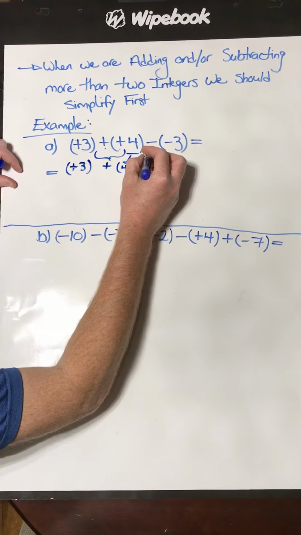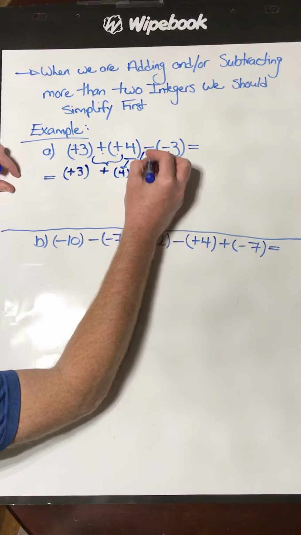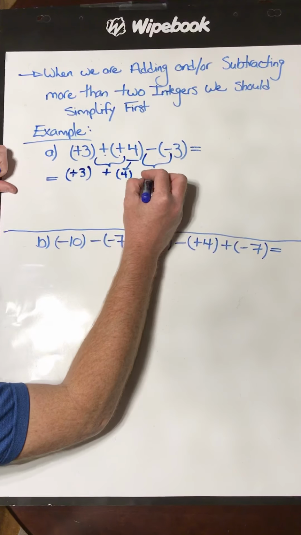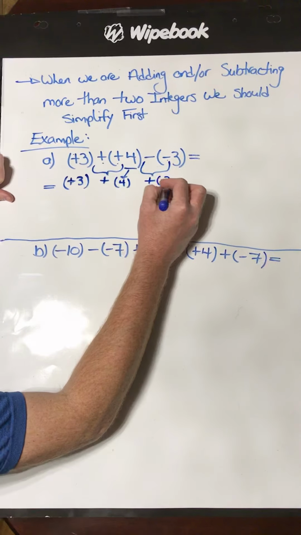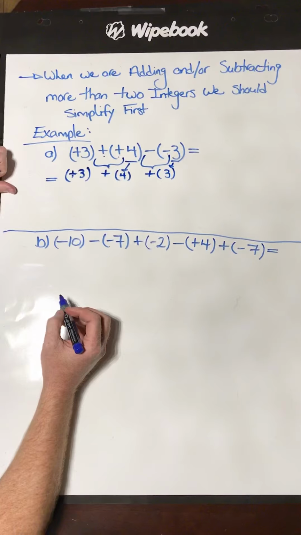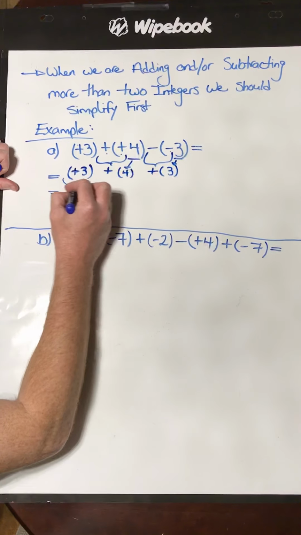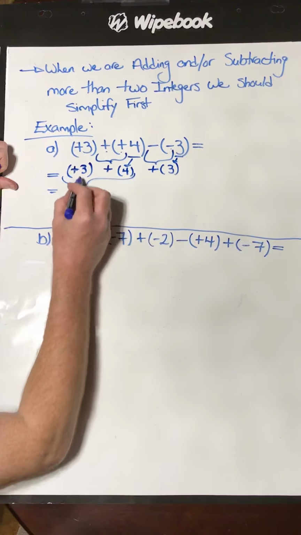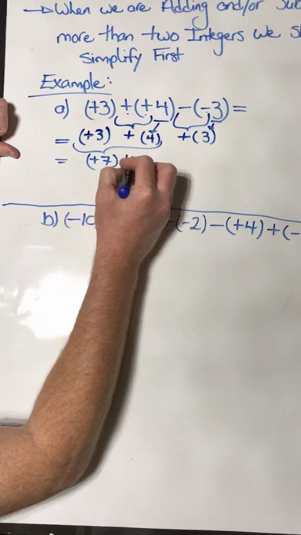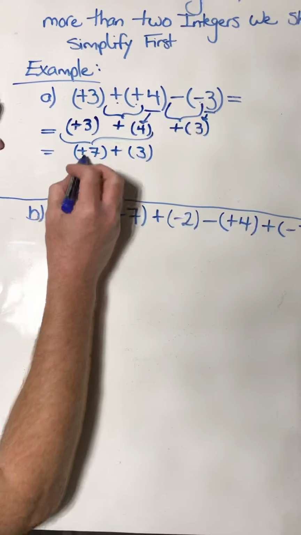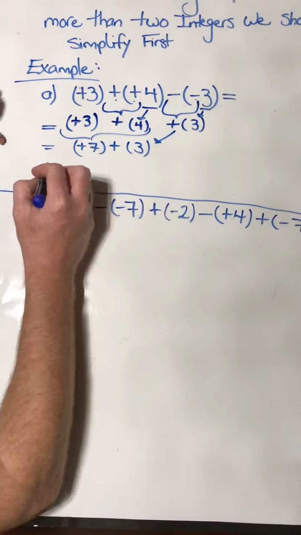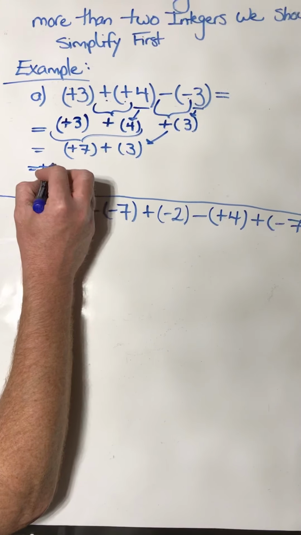I go to the next one here, I have a negative and a negative. That means, because they're the same, I'm going to add the number. Okay, so I've simplified things. Now I'm just going to add along here. So positive 3 plus 4 is positive 7. And positive 7, so just brought that down here. Positive 7 plus 3 is positive 10.